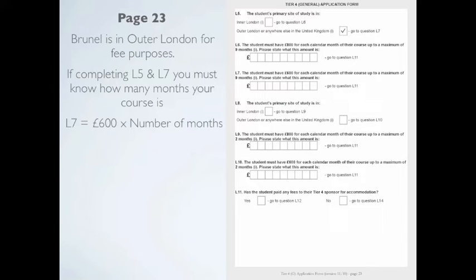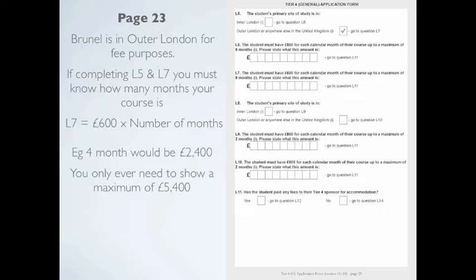Multiply the number of months by £600 and write the result in the box at L7. For example, if your course will be for 4 months, then 4 times £600 will be £2,400. Remember that there is a maximum of 9 months to show, so if your course is for more than 9 months, you only need to show 9 times £600, which will be £5,400. Then go to L11.